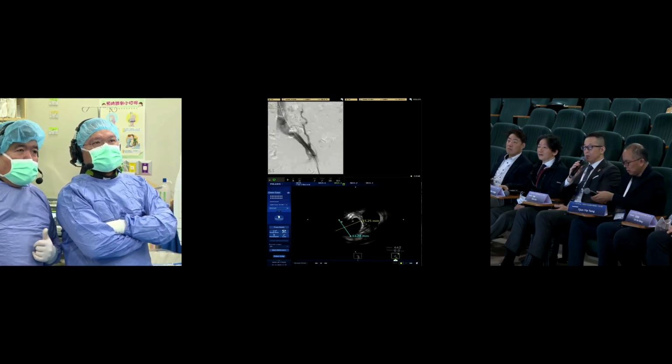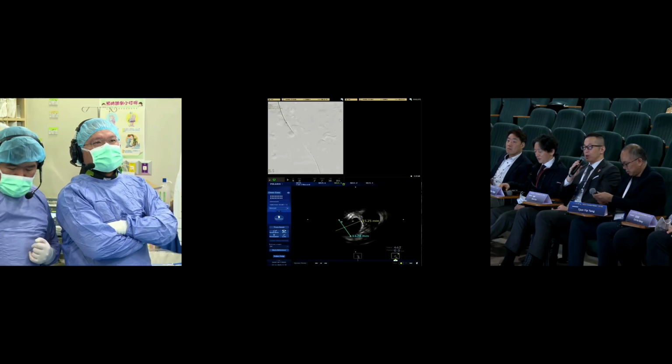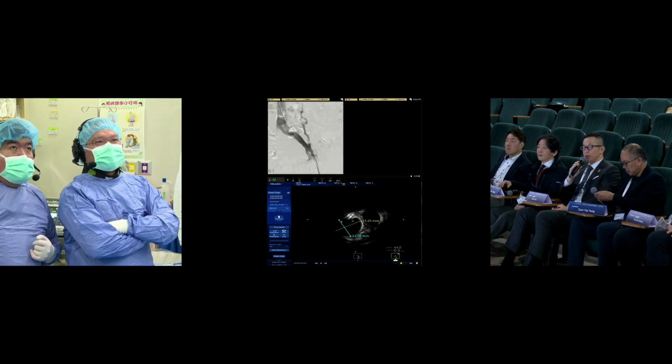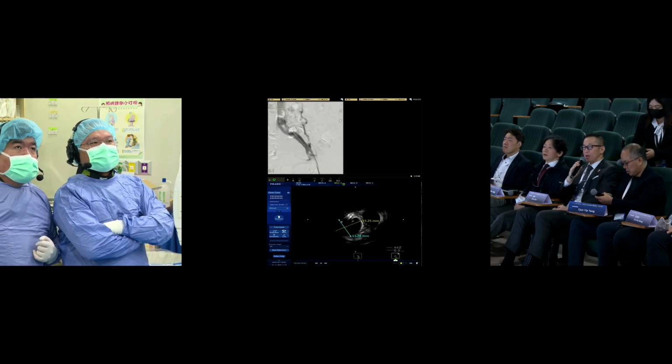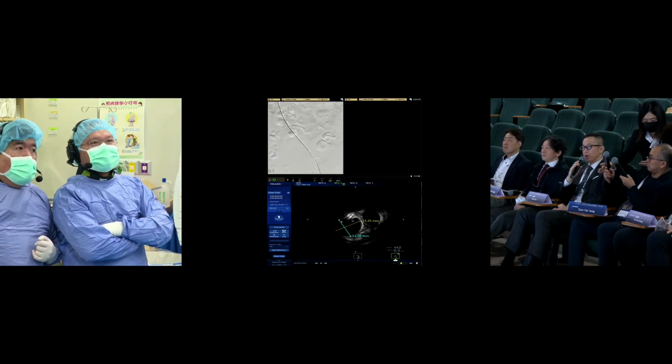But short stents bear the risk of migration, especially when the stent length is shorter than 6 millimeters and the diameter is lower than 14 millimeters.